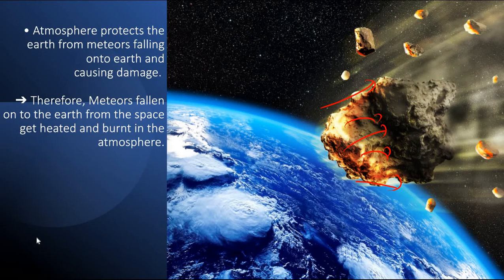Due to friction, this huge rock or huge space rock, you could say, simply gets heated and burned, and it starts to little by little shrink in size because particles will break out due to the friction, and like such the meteor will become smaller and smaller, and then the impact it will cause on the ground is going to be minimized. So the atmosphere protects the earth from meteors falling onto the earth.